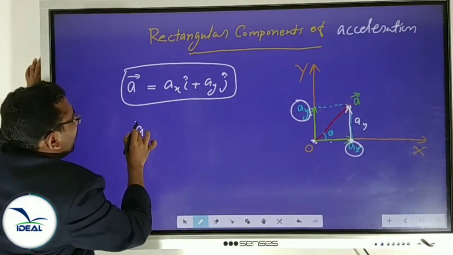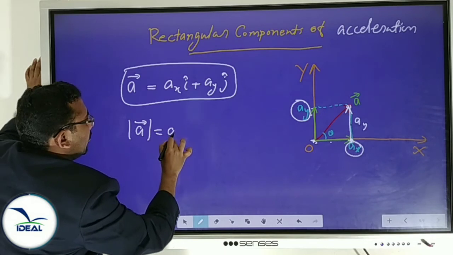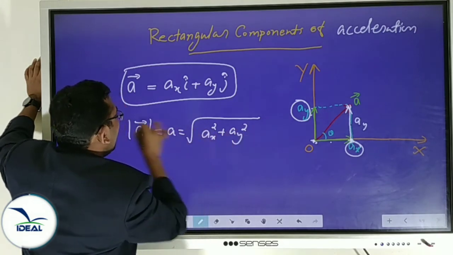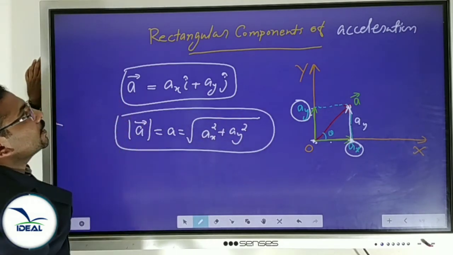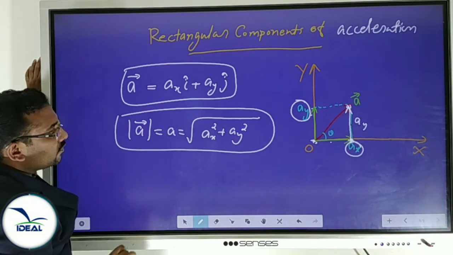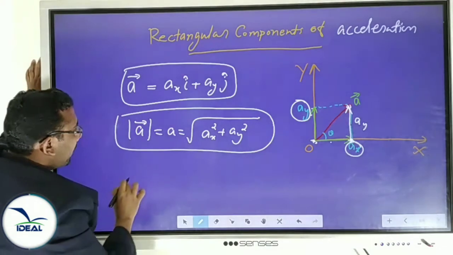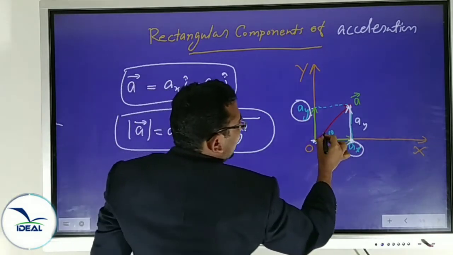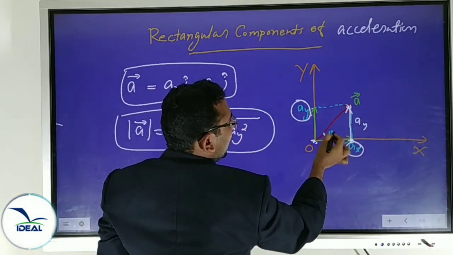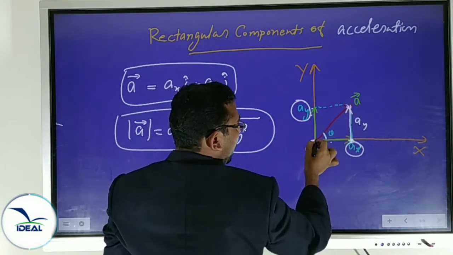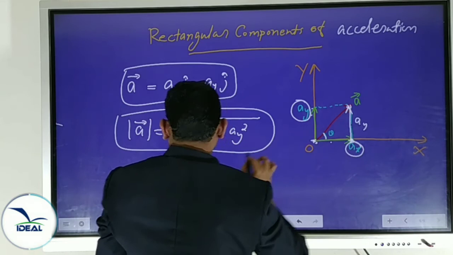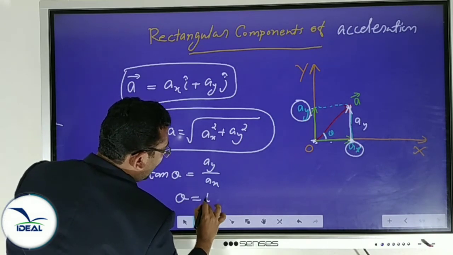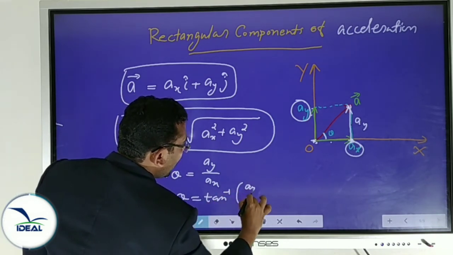Magnitude of acceleration, modulus of A, or simply A, equals root of ax square plus ay square. This is the magnitude of the vector A, the acceleration. Now direction: tan theta, where theta is the angle between the resultant and ax. We split this into ax and ay. Tan theta equals ay by ax. That is, theta equals tan inverse of ay by ax.